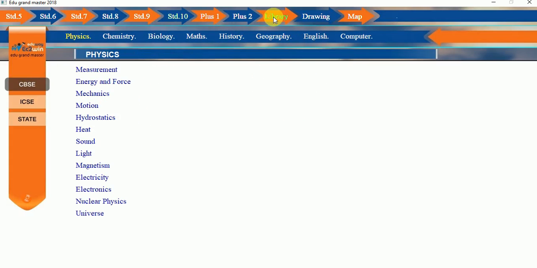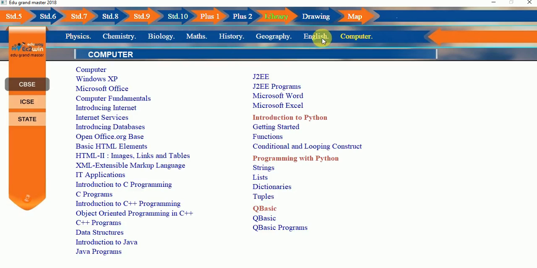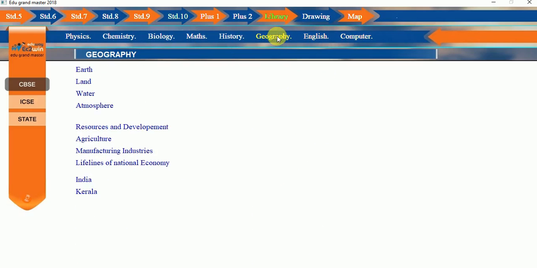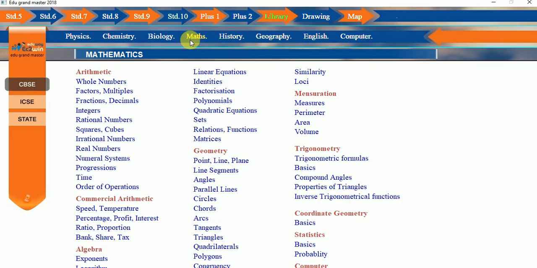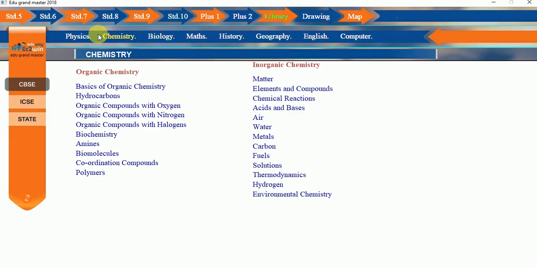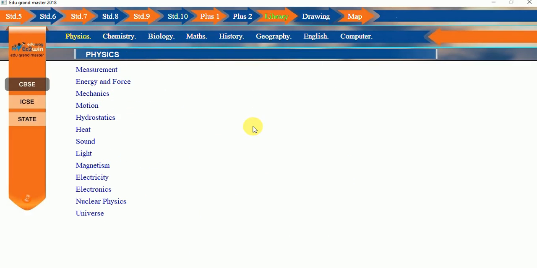There is a library which includes physics, chemistry, biology, mathematics, history, geography, English, computers. The most important use of this product is, this has all subjects, all topics which you have learned in your previous classes available here with just one click.